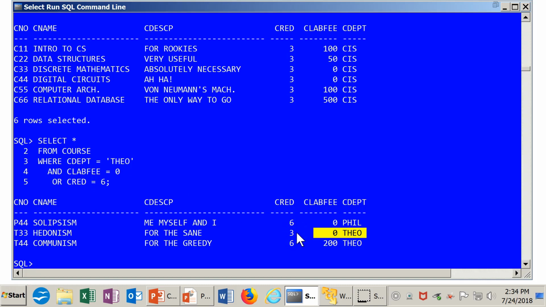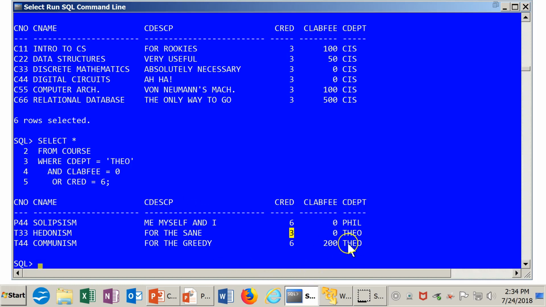Remember, when you have or, you can say this can be true, or this other thing can be true, or both things can be true. The first thing that had to be true because of and was a combination of these two, and that's how this row got in. It satisfied that combination. Alternatively, it could have gotten in solely on the basis of the credit, regardless of its department or lab fee. But we didn't need that, so this one got in with one of the two conditions with or being connected.